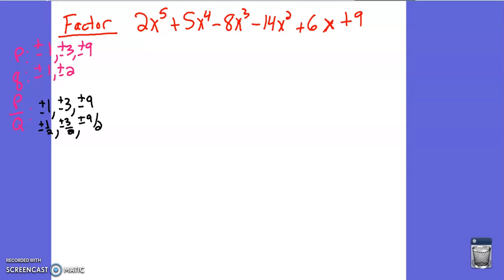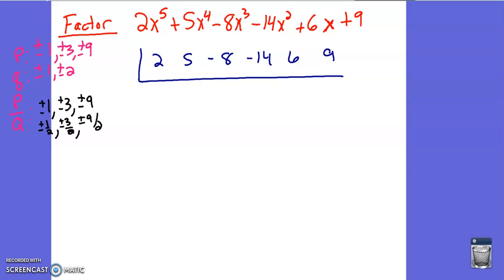I usually start off with 1, so I'm going to start with synthetic division. So 2, 5, negative 8, negative 14, 6, and 9. I'm going to start off using 1 and then negative 1 and see which zeros I can find. So bring 2 down. 1 times 2 is 2. That's 7. Remember, just multiply, add, multiply, add, multiply, add. So that's 7. That's negative 1. 1 times negative 1 is negative 1. That's negative 15. 1 times negative 15 is negative 15. That's negative 9. And 1 times negative 9 is negative 9. And that's going to give me 0. So I found a 0 on the very first try.